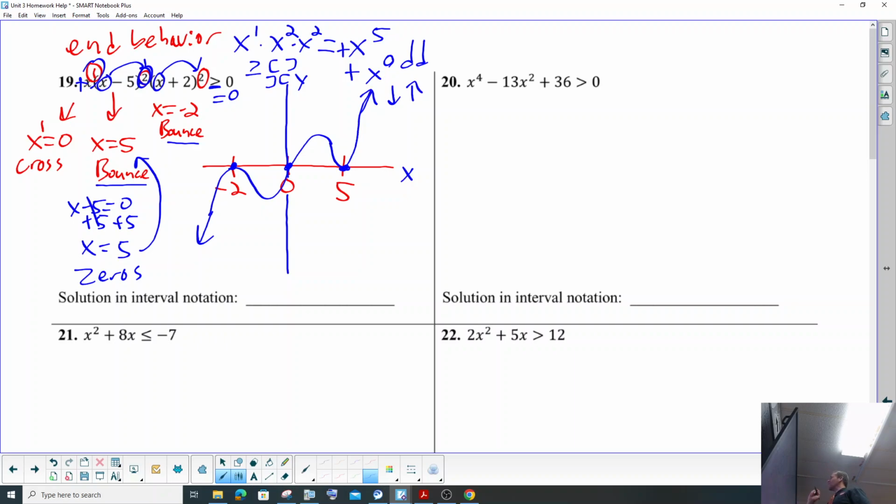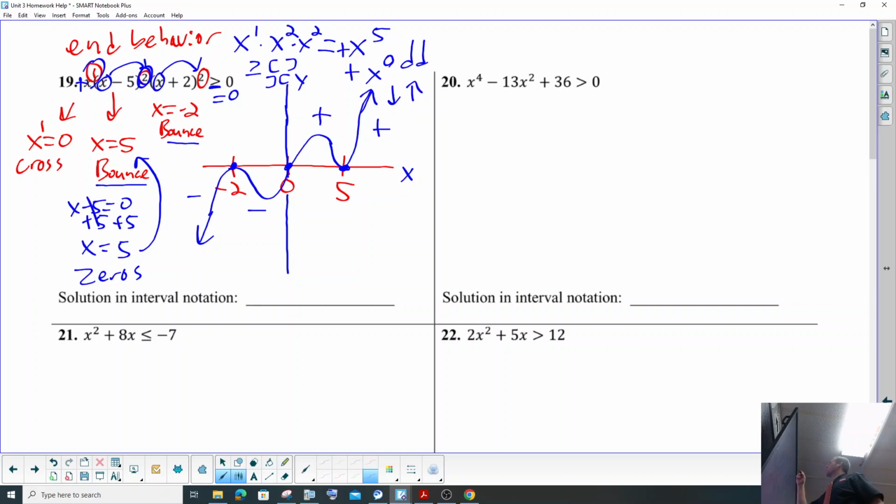There we go. So now we need to know, are we looking for below the x-axis or above the x-axis? Are we looking for negative numbers or positive numbers? Which one are we looking for? It turns out with our graph here, it's going to be negative below, positive above. So are we more on the left or the right side to get our answers for our interval notation?